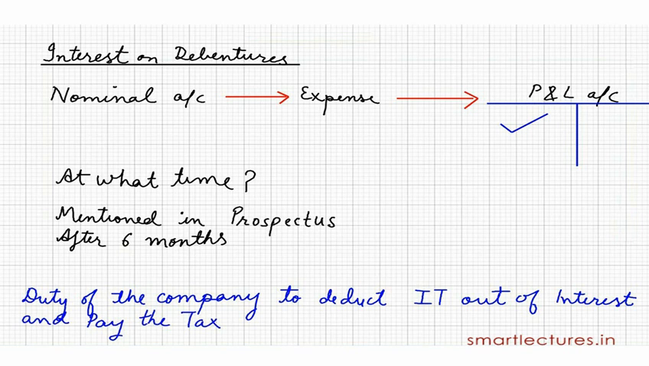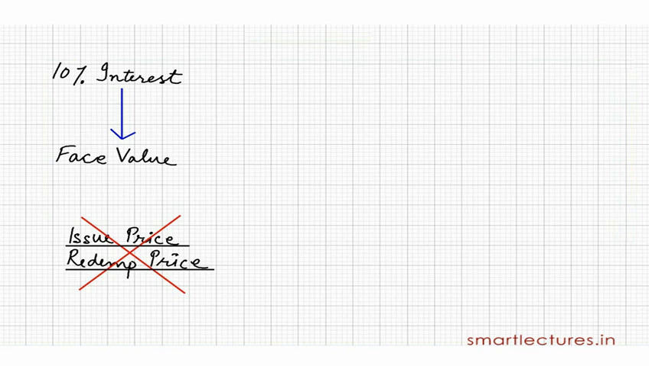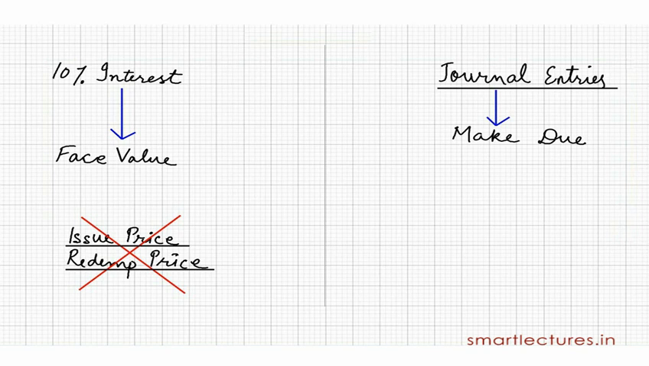So in the upcoming questions, we'll assume that the company is supposed to deduct 10% income tax on interest. And one thing more, interest is always paid on face value. It is never paid on issue price or redemption price. And whenever you pass the journal entry for interest on debentures, first of all, you should make it due and then pay.